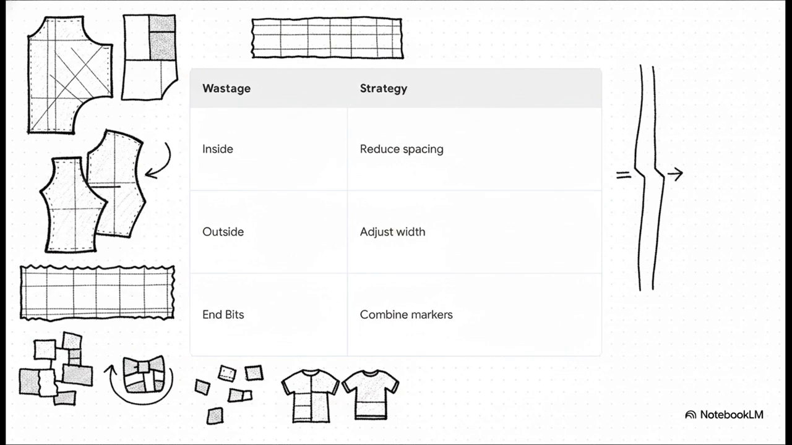So how do we combat these specific losses? You need targeted strategies. For inside loss, you've got to keep that spacing to an ideal 0.5 centimeters and constantly optimize how shapes nest together. For outside loss, you have to continually adjust your marker widths and ensure much better lay alignment before you even start cutting. And to handle those super frustrating end bits, combine small markers to utilize every last inch of the roll and reuse those fabric leftovers for smaller accessories or even sample garments. Waste not, want not, right?